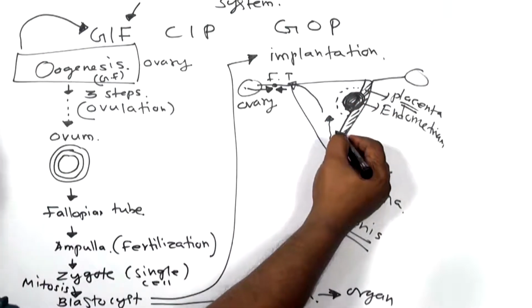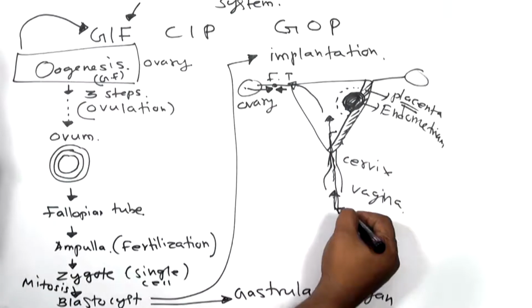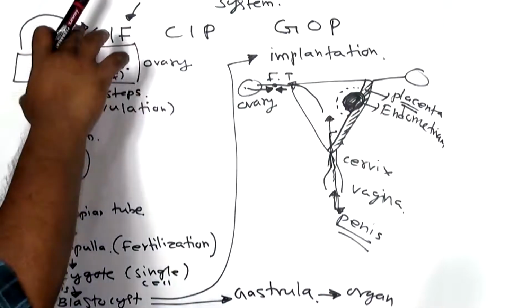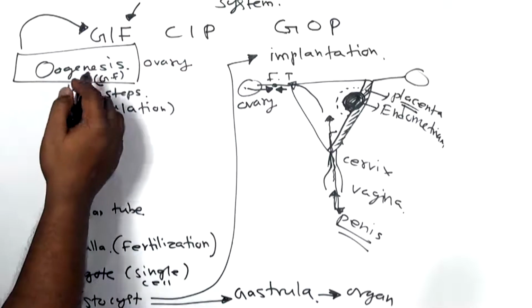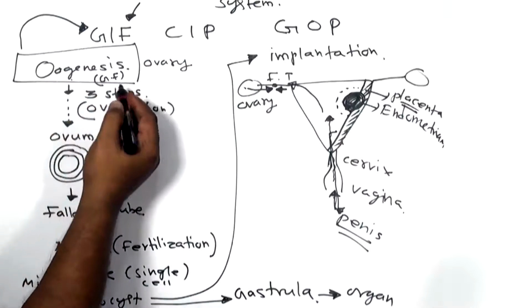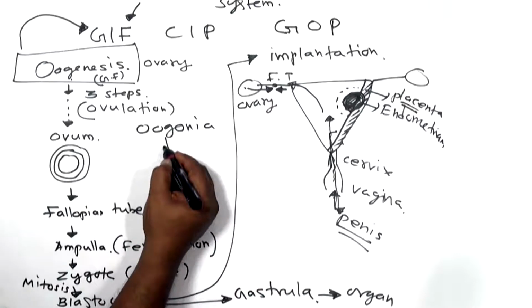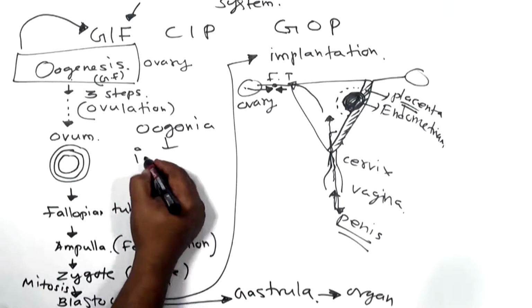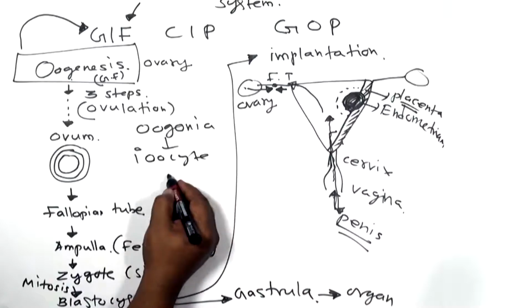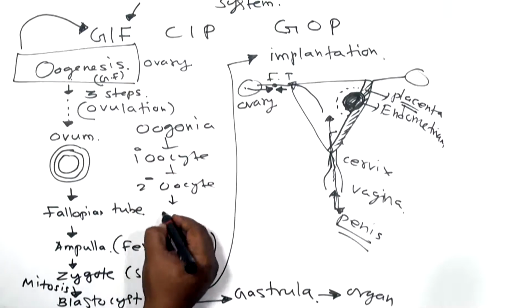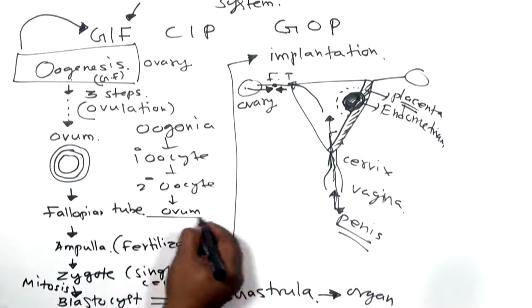That baby can be pushed out through the vagina. So that is the process. I just gave you the idea of the different steps involved. And in oogenesis, as I already gave you spermatogenesis, oogenesis takes place from oogonia. Specifically, the oogonia will be turned into a primary oocyte, the primary oocyte will be turned into a secondary oocyte, and finally it will be turned into an ovum. So that is the process.